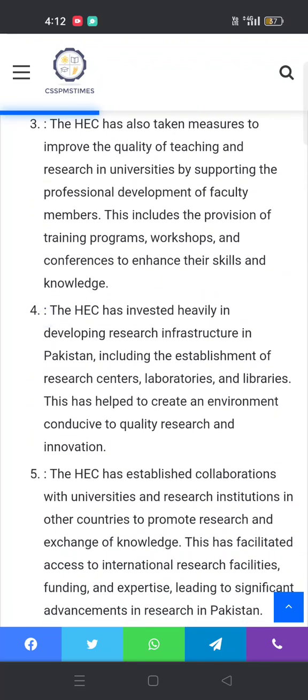The third one is that the HEC has also taken measures to improve the quality of teaching and research in universities by supporting the professional development of faculty members. This includes the provision of training programs, workshops, and conferences to enhance their skills and knowledge.